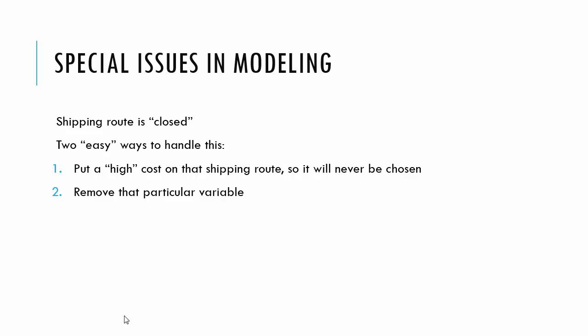Another way to handle a closed route is to remove the decision variable from the problem. Depending on how you have it set up in Excel, this may be easy or it might require a bit more effort. You should try using our example to explore both an unbalanced problem and a closed shipping route problem. And that about wraps it up for Module C, Transportation Modeling.